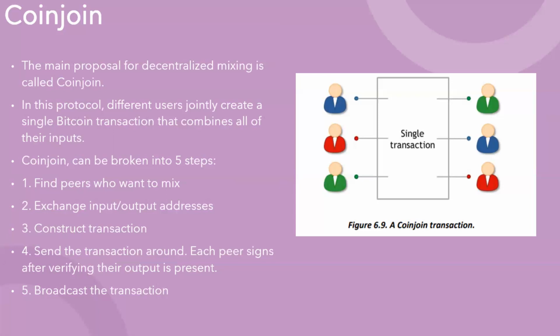To swap addresses in an unlinkable way, we need an anonymous communication protocol. We could use the Tor network, which we looked at earlier, or a special purpose anonymous routing protocol called a decryption mixnet.